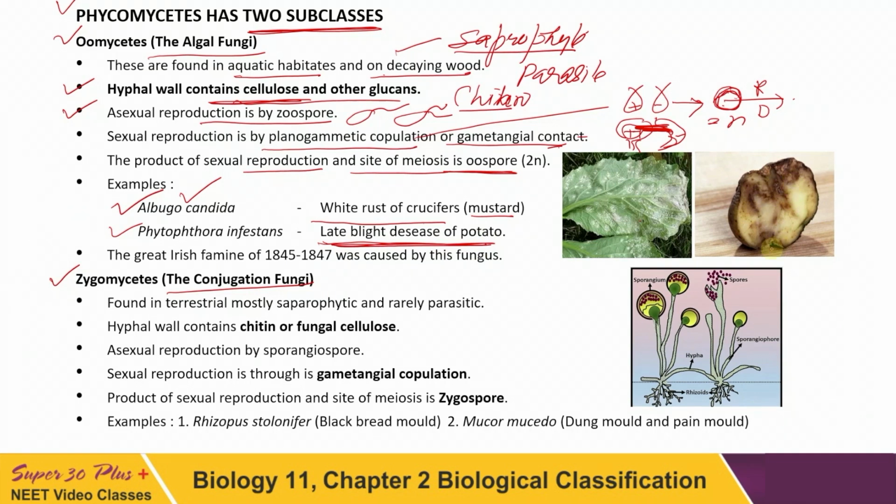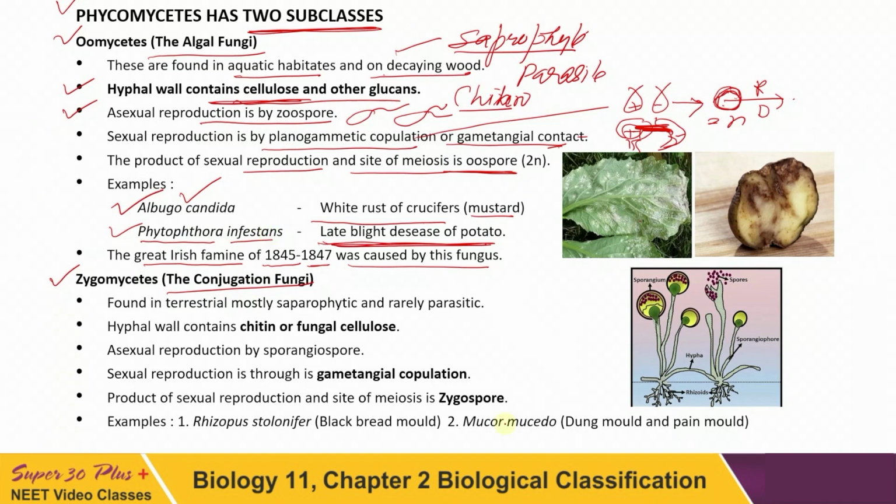It becomes black inside. It is because of the fungus Phytophthora infestans. This fungus has its record in history. The Great Irish Famine of 1845 to 47 was caused by this fungus. That's why it has a record in history.